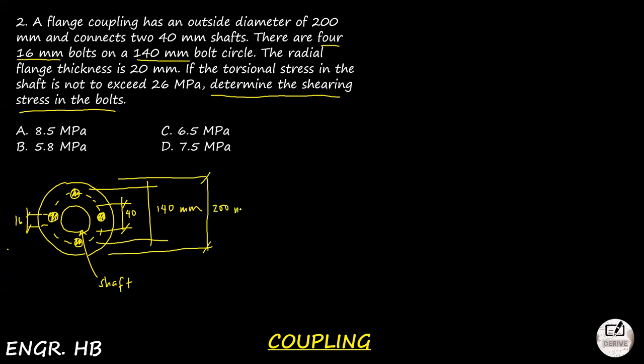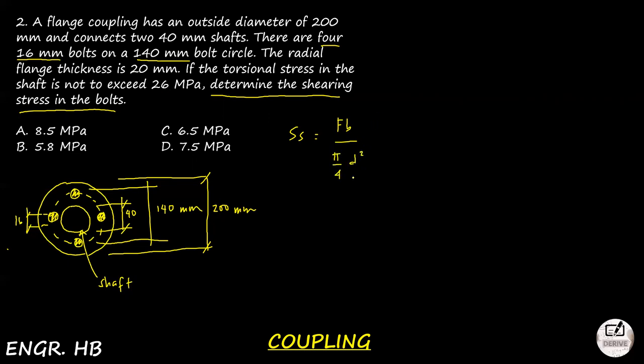Ayan, 200 mm. So that was the drawing, and the side view for the flange thickness. So determine the shearing stress in the bolt. The shearing stress in the bolt is the individual load divided by the area per bolt, meaning the area of the bolt, pi over 4 d squared.